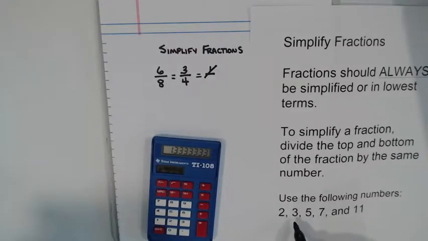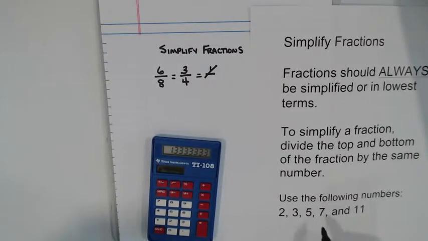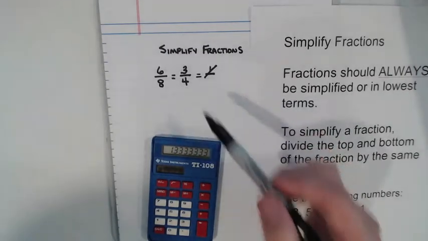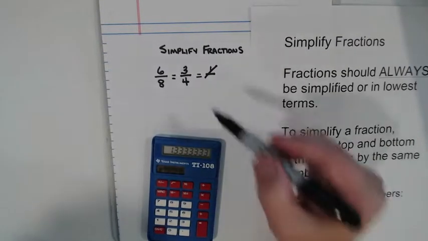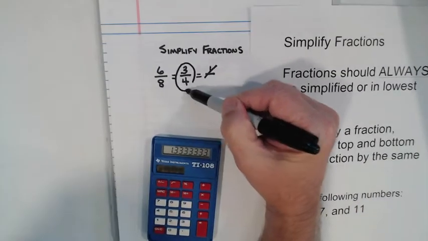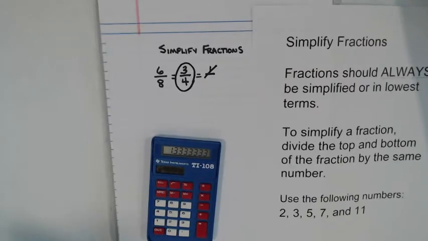So 3 is not working. I could just mark these off my list. 5 is the next on my list. Well, 5 is bigger than both of these. So that's how I know to stop. Circle that right there. There's my answer.